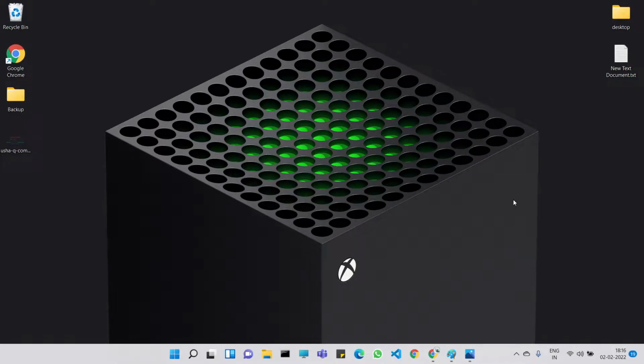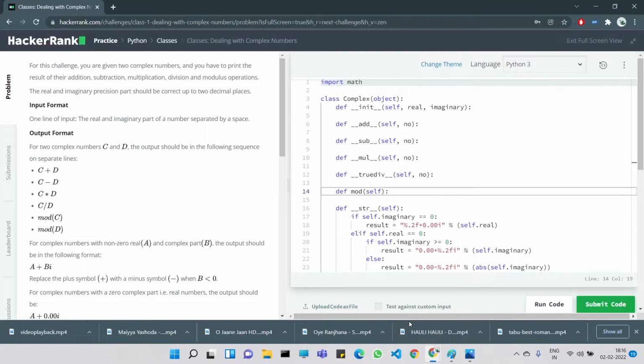It's the 8th day of 30 Days of Code, and let's look at the problem today. Today we have classes dealing with complex numbers. Let's see the problem. For this challenge, you are given two complex numbers and you have to print the result of their addition, subtraction, multiplication, division, and modulus operation. The real and imaginary precision part should be corrected up to 2 decimal places.